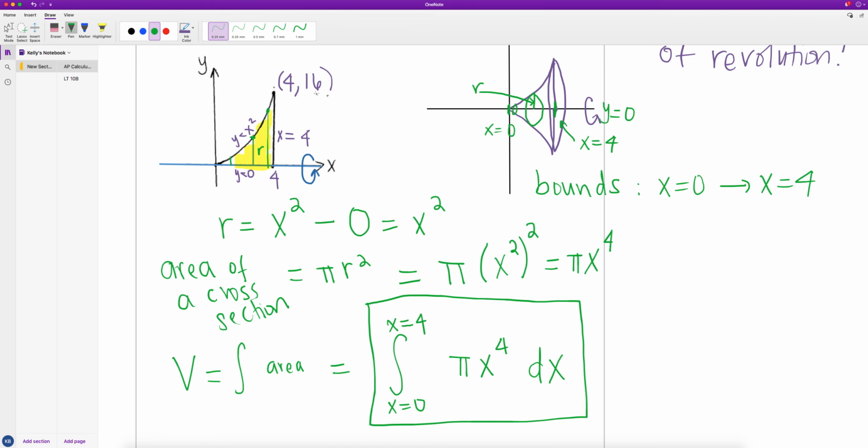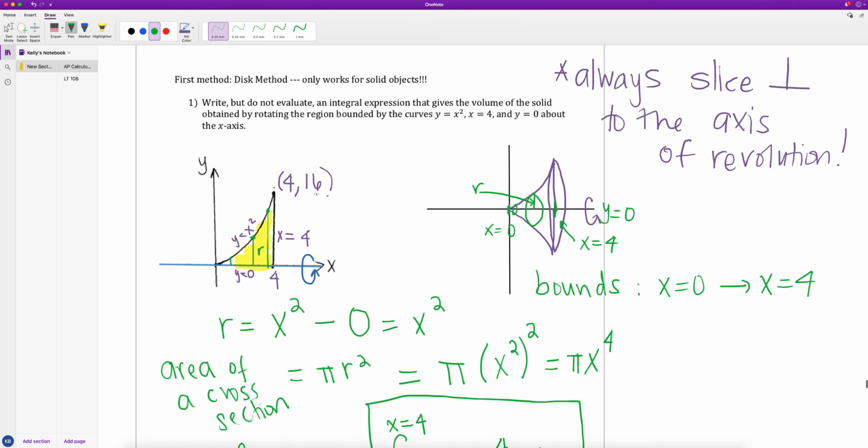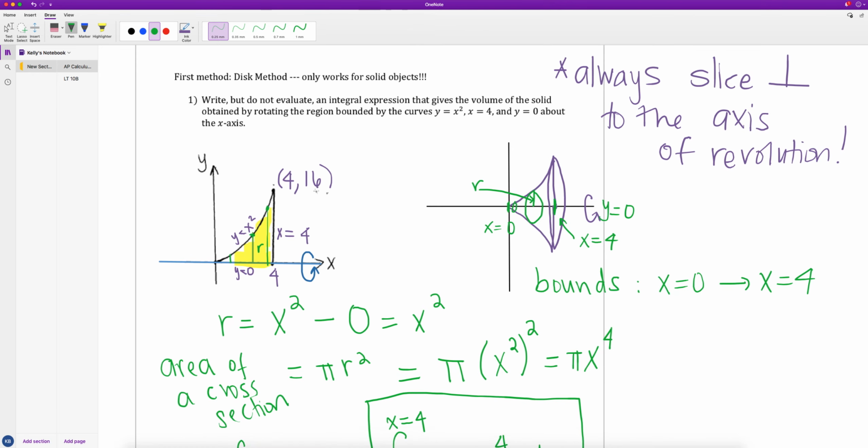Okay. The key part of this example that we want to think about is a couple of things. The first: always slice perpendicular to your axis of revolution. Yes, I know that there's a lot going on in this problem, but that can help simplify it down for you tremendously. The other thing is draw all over these graphs. It's really hard to try to visualize this without actually writing anything down on your paper.